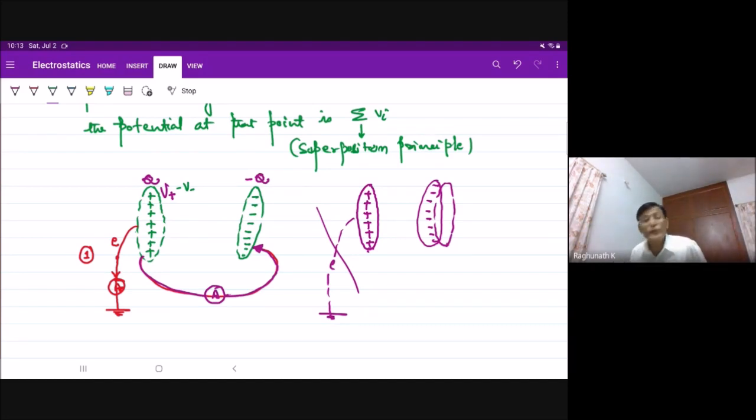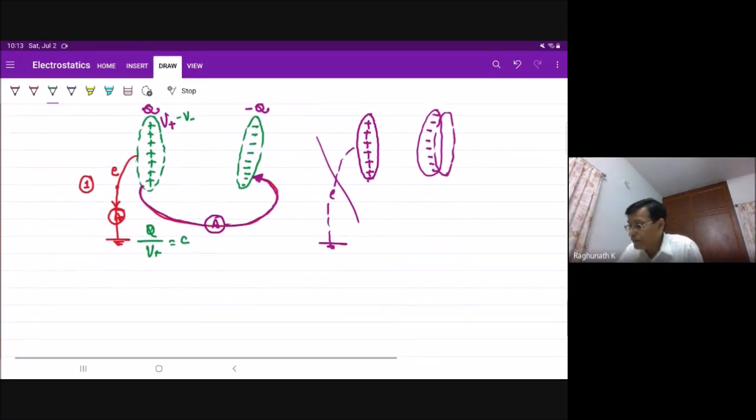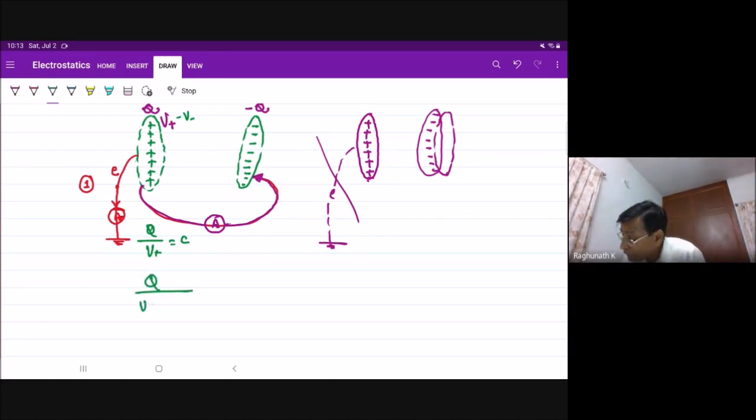Now, you see that initially, Q by V plus is equal to C. Once I have the other charged conductor, keeping the charge Q the same, it becomes Q by (V plus minus V minus), because the potential because of the negative charge at any point is negative. Because of this, the total potential gets reduced, and this yields a larger C. And such an arrangement is called a capacitor.